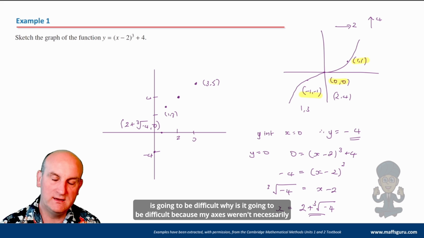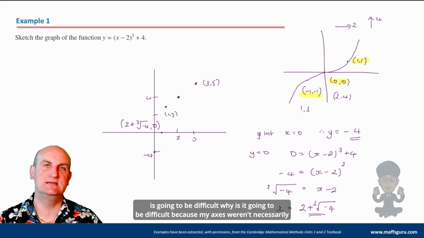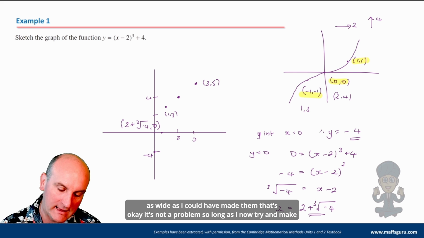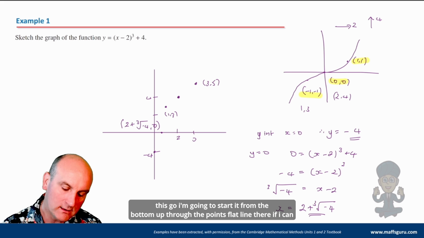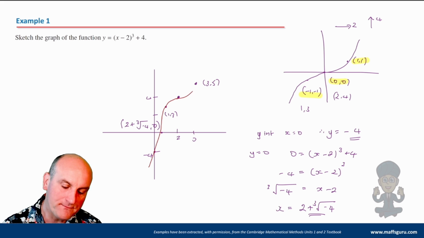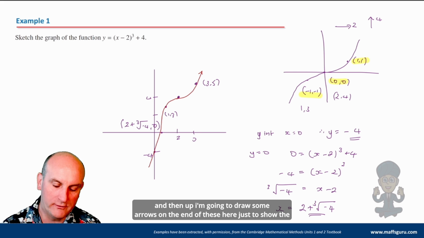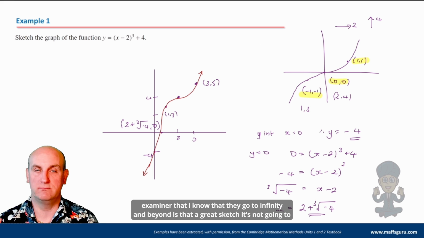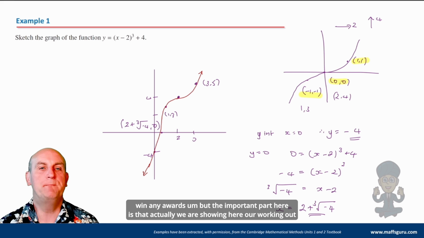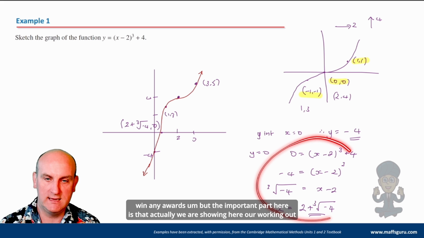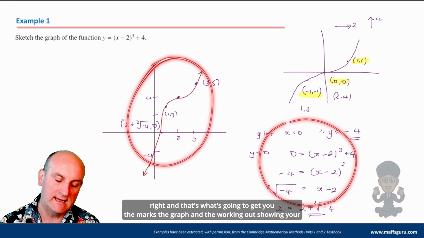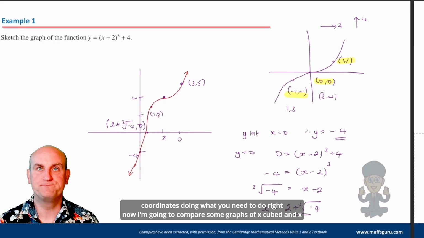Now, trying to draw this is going to be difficult. Why? Because my axes weren't necessarily as wide as I could have made them. That's okay. It's not a problem so long as I now try and make this go. I'm going to start it from the bottom, up through the points, flat line there if I can, and then up. I'm going to draw some arrows on the ends of these, just to show the examiner that I know that they go to infinity and beyond. Is that a great sketch? It's not going to win any awards, but the important part here is that we are showing our working out, and that's what's going to get you the marks: the graph and the working out, showing your coordinates, doing what you need to do.